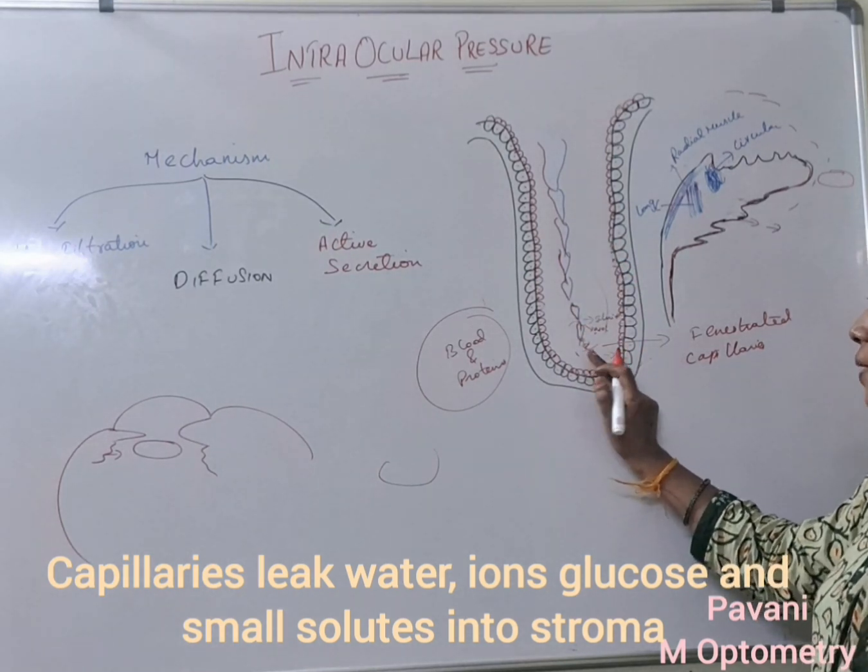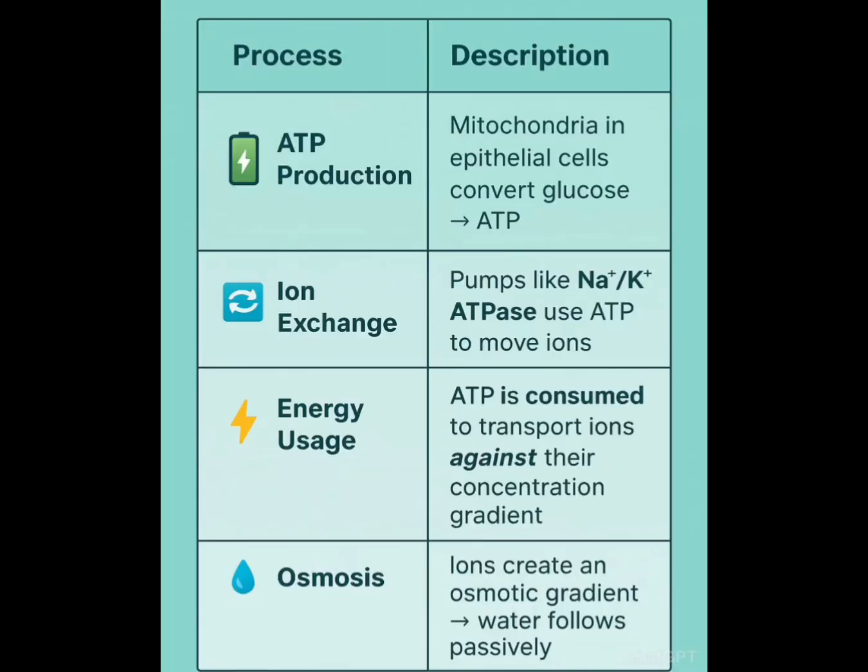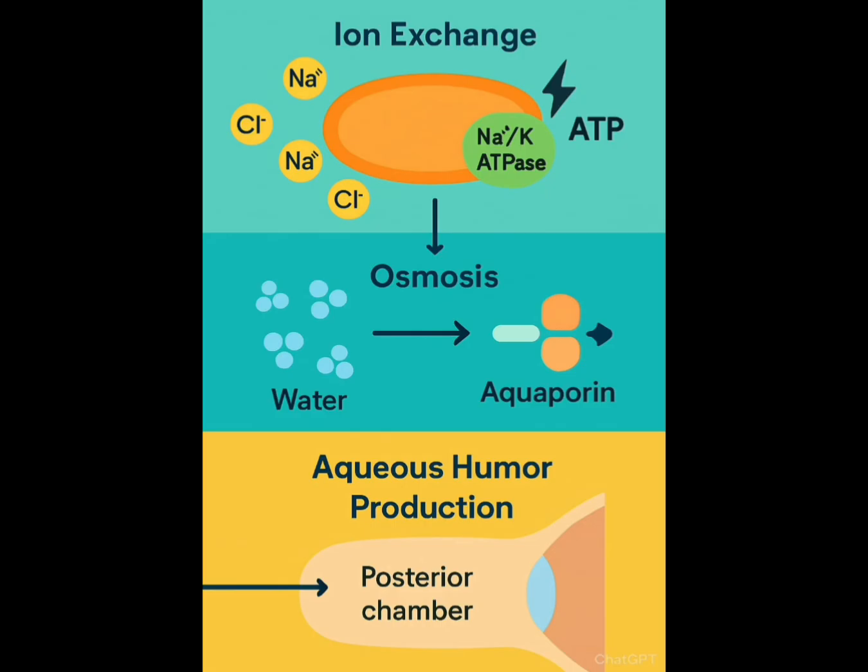So from there what happens? When the capillaries filter out the fluid and ions into the stroma, the ions like sodium, potassium, and chloride will enter into the pigmented epithelial cells. From there they go to the non-pigmented epithelial cells. There these ions use the energy present in the cell and ion exchange happens. As a result, osmosis is created. From there, these ions go to the posterior chamber. As the osmosis is created, the fluid follows the ions and enters into the posterior chamber.